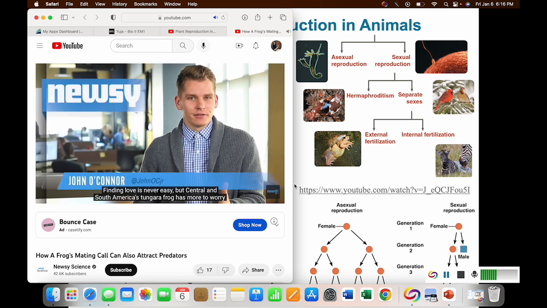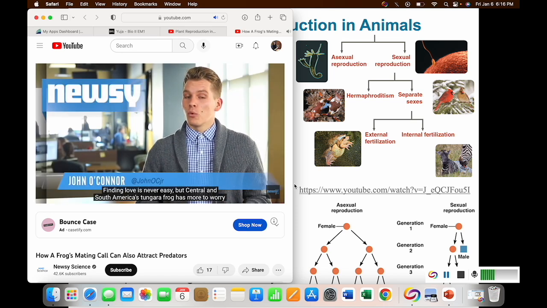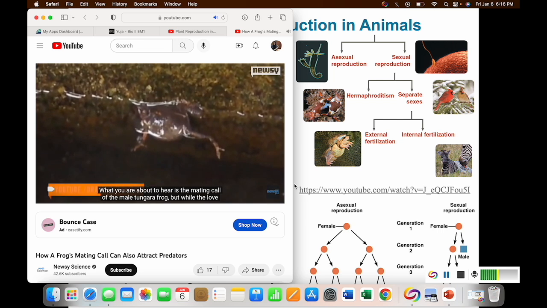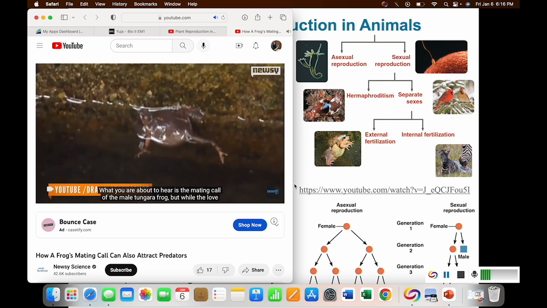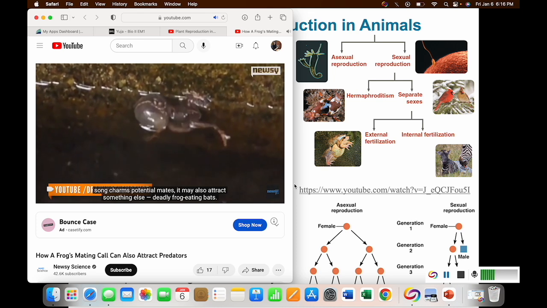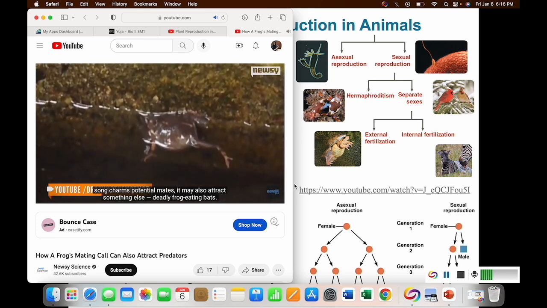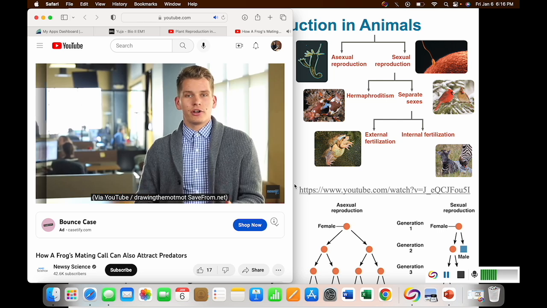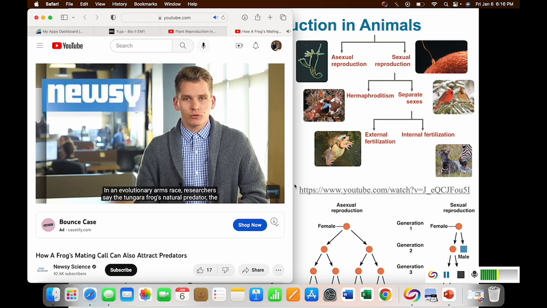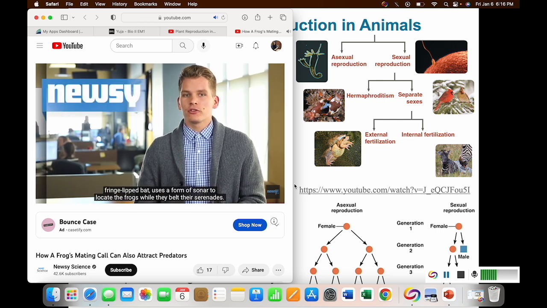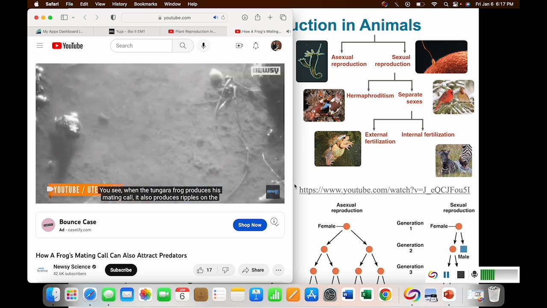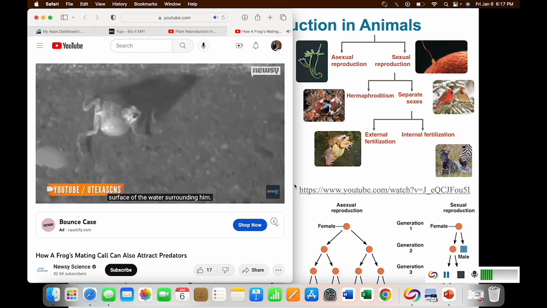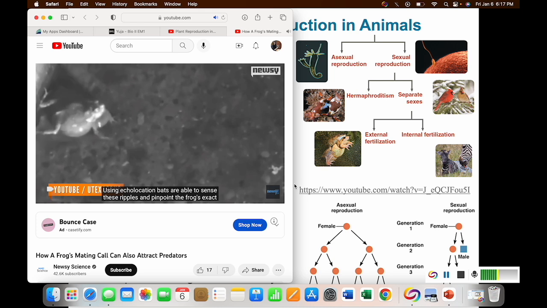Finding love is never easy, but Central and South America's Tungara frog has more to worry about than just a broken heart. What you are about to hear is the mating call of the male Tungara frog. But while the love song charms potential mates, it may also attract something else: deadly frog-eating bats. In an evolutionary arms race, researchers say the Tungara frog's natural predator, the fringe-lipped bat, uses a form of sonar to locate the frogs while they belt their serenades. You see, when the Tungara frog produces his mating call, it also produces ripples on the surface of the water surrounding him. Using echolocation, bats are able to sense these ripples and pinpoint the frog's exact location.